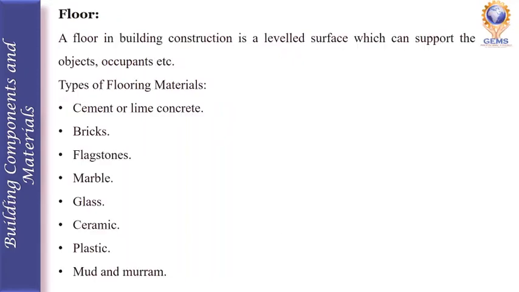And floor. A floor in building construction is a leveled surface which can support the objects or occupants present in the building. There are several types of flooring materials. One is cement or lime concrete, brick, flagstone, marble, glass, ceramic, plastic, mud, and moram. These are the different types of flooring materials used in the field.